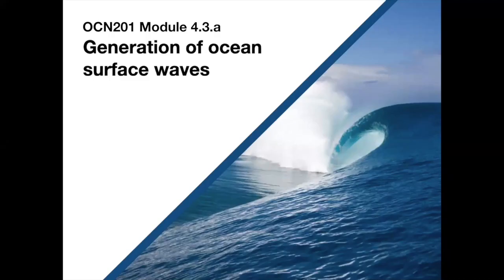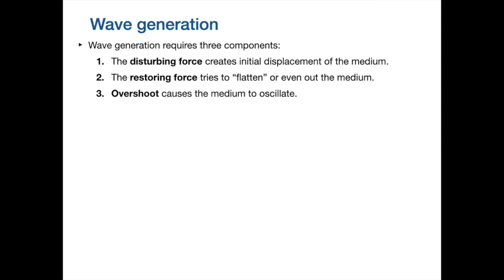In this video, we're going to discuss the generation of surface waves in the ocean. To generate a wave, you need three components. You need something that disturbs the surface of the medium. In our case, the medium is the surface of the ocean, so the water surface. Then you need a restoring force, something that tries to flatten out that medium.